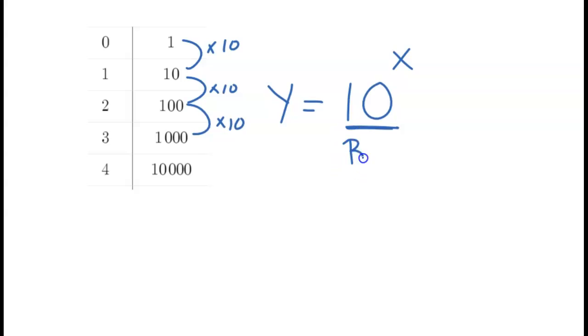This number is called my base number because it's the base of the exponent. What is my multiplier here? So what's my equation? If I'm multiplying times 3 each time, what is my equation going to look like?